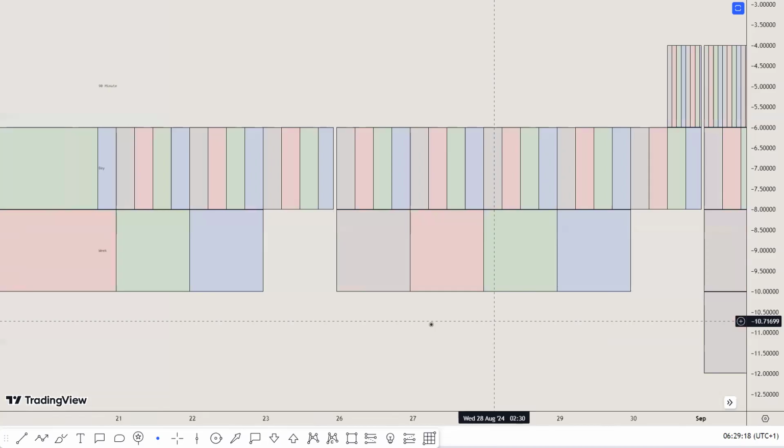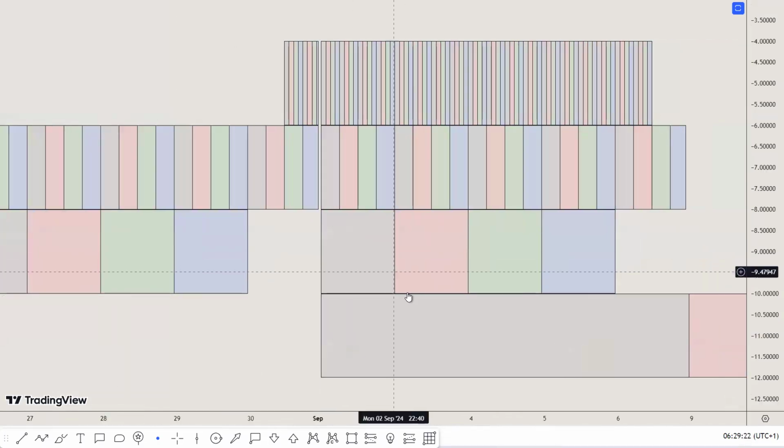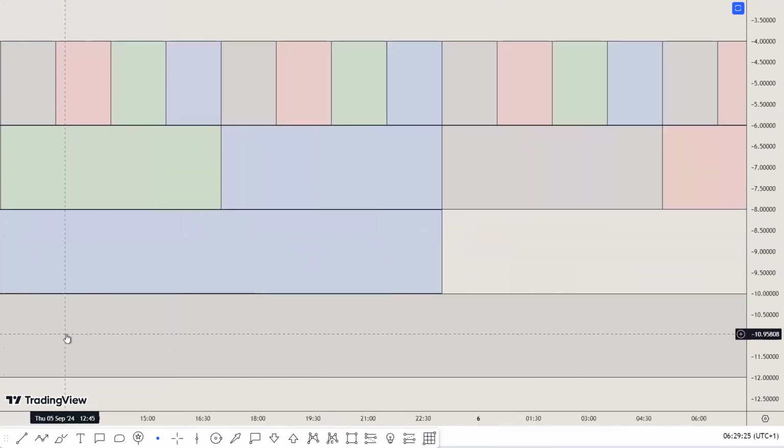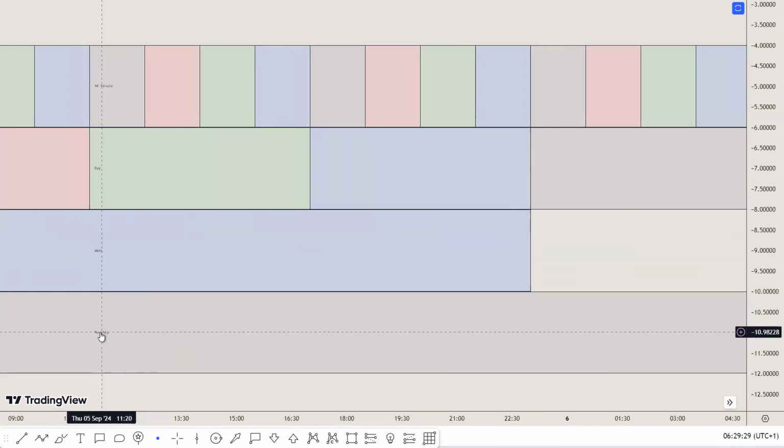So in the month of August, I think we were in either the reversal or continuation phase, but that's by the way. So take note of this. You can see here clearly written monthly.